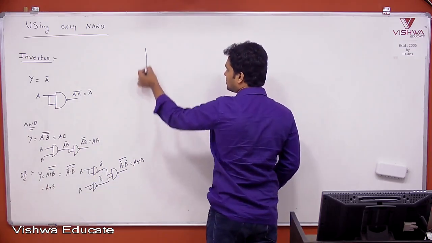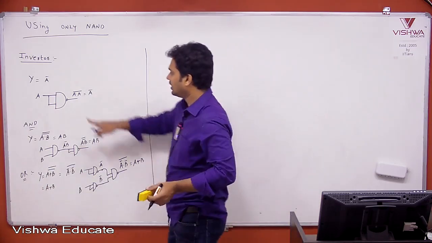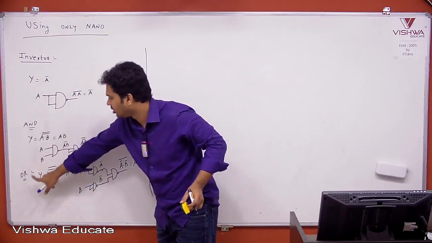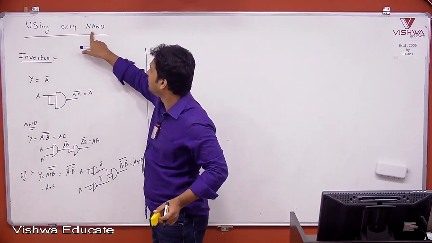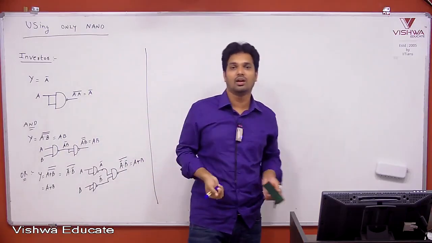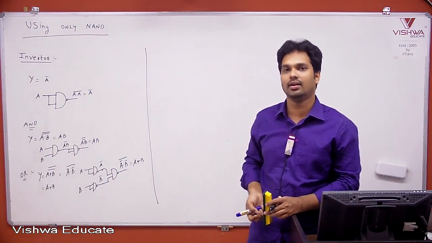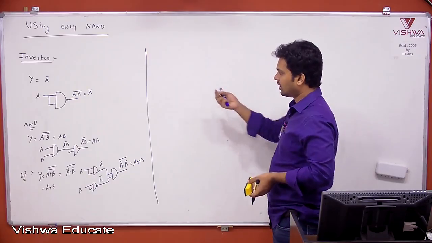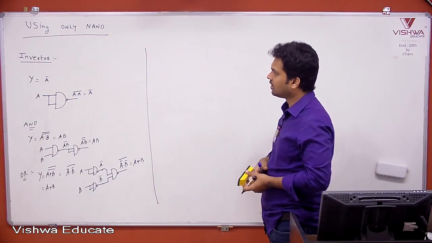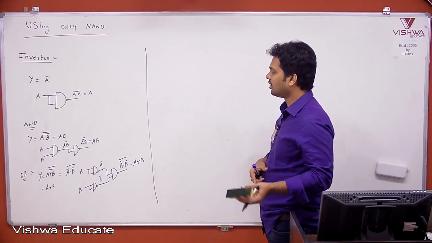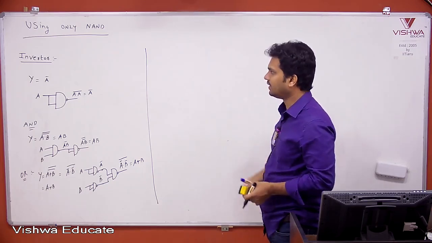Okay. So this is how to make inverter, AND gate, OR gate using only NAND gate. So I can say I have proved NAND is a universal gate. So I can make AND gate, OR gate, inverter using only NAND gate. What is the meaning? You can make any function using only NAND gates.